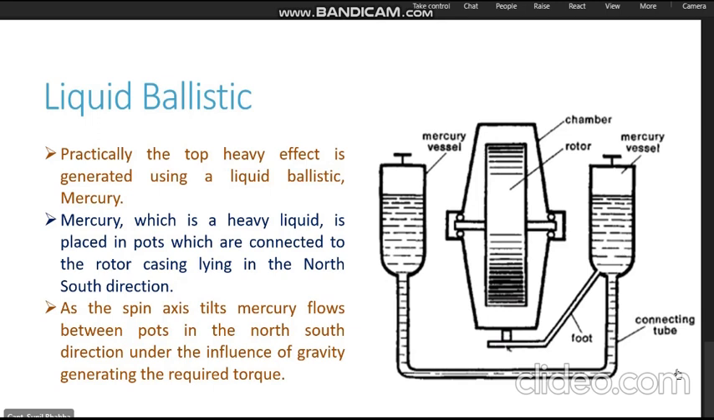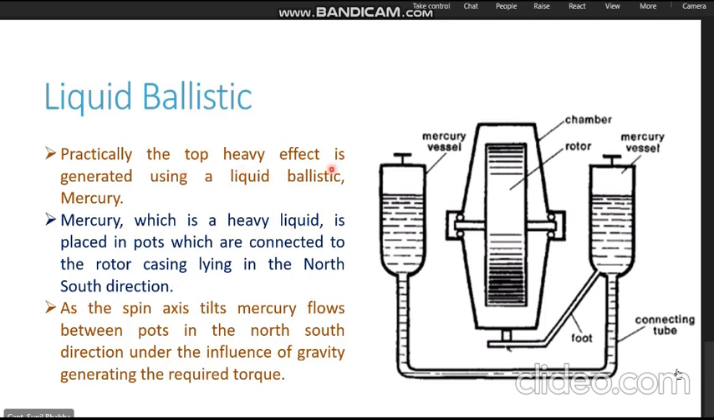Now, instead of using a solid weight on the casing, what we actually use in making a compass on board is a liquid weight, and it is called the liquid ballistic or mercury ballistic. We know mercury is a liquid and it's a very heavy liquid. So actually in these gyro compasses, to generate the top heavy or bottom heavy effect, we use the mercury ballistics.